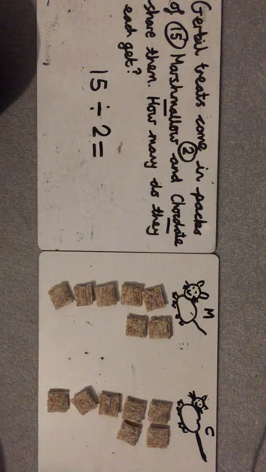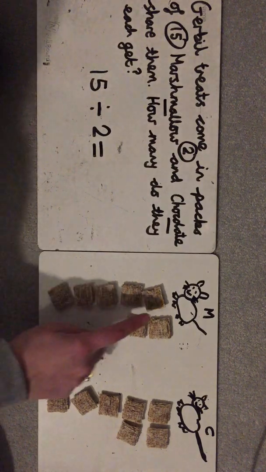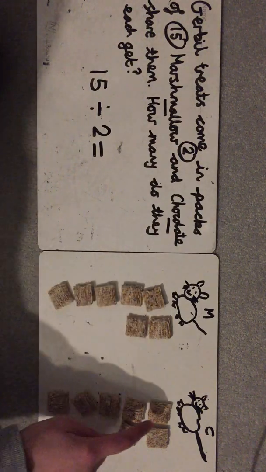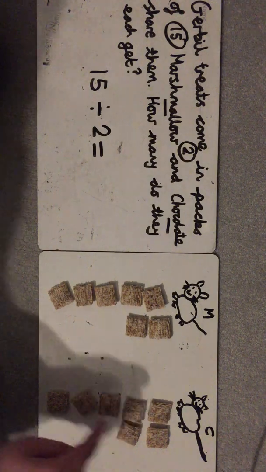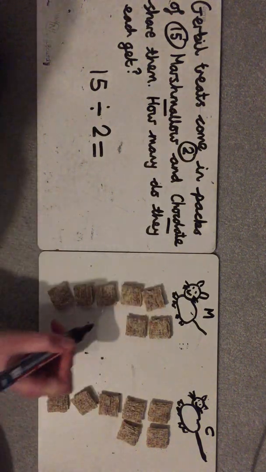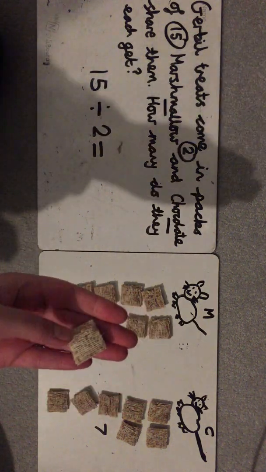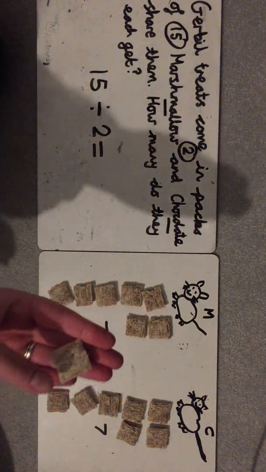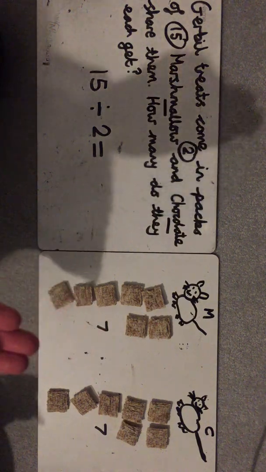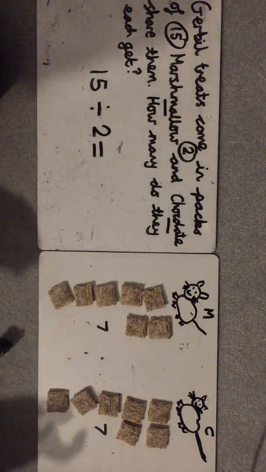Should I take all 15 of them away and give them no treats at all? Because here they have 1, 2, 3, 4, 5, 6, 7. And Chocolate has 1, 2, 3, 4, 5, 6, 7. That's fair, because they have 7 and 7. So this one is just going to be left over. This is a remainder. So I'm going to put it down here.